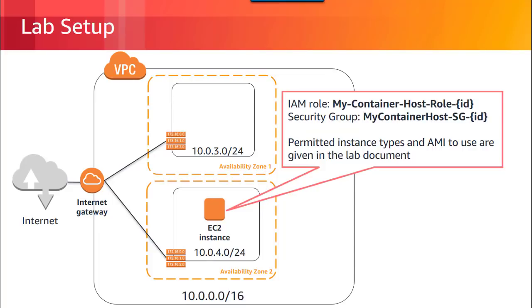You are not allowed to run any instance type. There are only specific types of instances that you can run in this environment, and we have limited the permissions in a way that you can only run those instances. These instance types and the Amazon machine image to use in this lab environment are given in your lab document. So let's see how we can now start this EC2 instance.